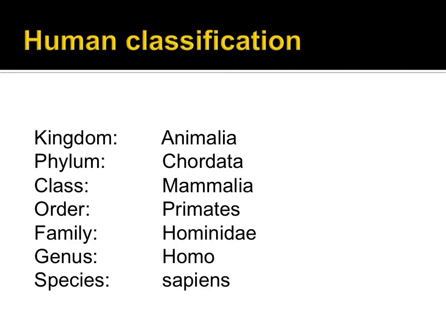The scientific classification for humans is provided on this slide. We belong to the kingdom Mammalia, the phylum Chordata, the class Mammalia, the order Primates, the family Hominidae, the genus Homo, and the species Sapiens. There are many reasons that humans are classified in the manner in which they are, some of which will be elaborated on in the next few slides.